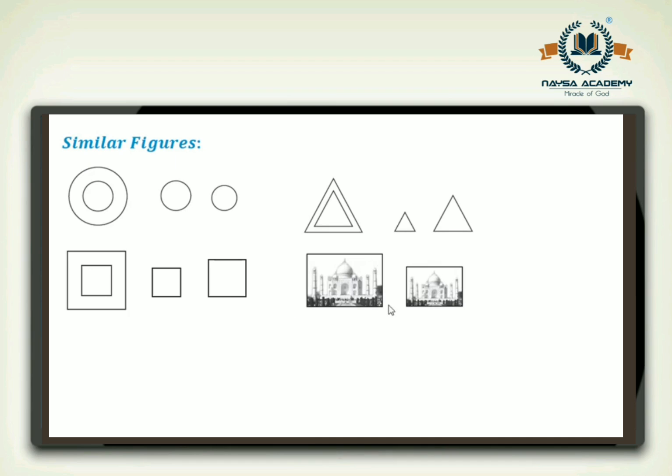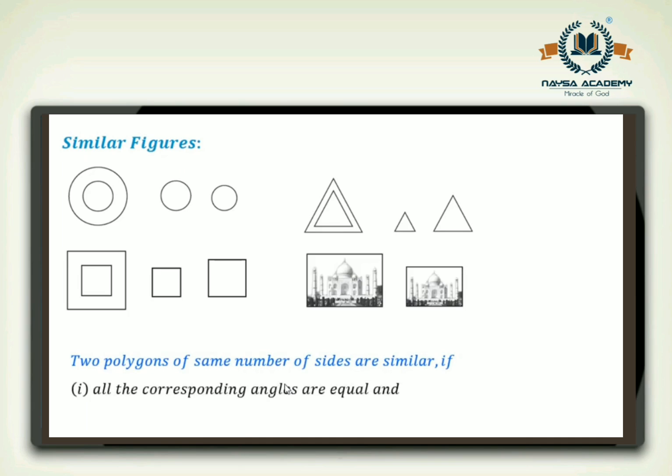You can see that this bigger Taj Mahal is an enlargement of the smaller Taj Mahal. So in one way I can say that if one figure is an enlargement of the other figure, then those two figures are said to be similar. Let us define them technically. Two polygons of the same number of sides are similar if all the corresponding angles are equal and all the corresponding sides are in the same ratio, that is, proportional.